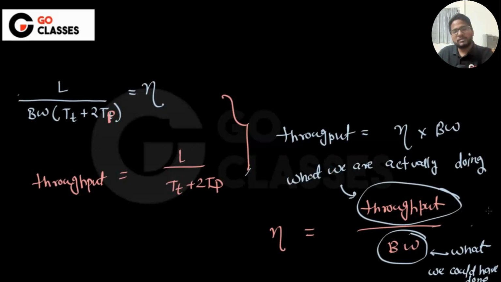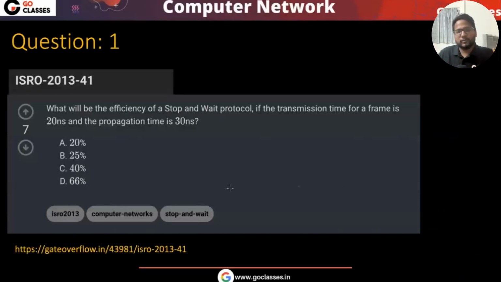Okay. Now let's just directly solve the questions. Maybe it will give you a better feeling. So let's see question number 1. I think we have also solved this particular question in the last class, but still, let's just see it for the sake of the slides. What they're asking is: what is the efficiency in stop and wait protocol if the transmission time for the frame is 20 nanoseconds and the propagation time is 30 nanoseconds? So what is the efficiency?